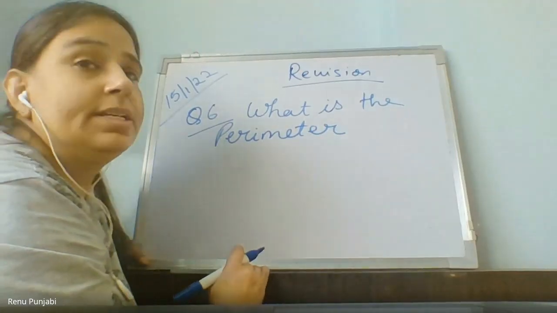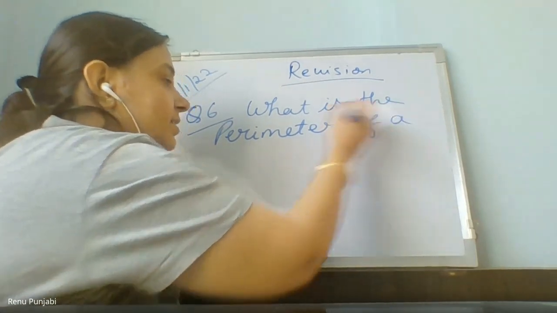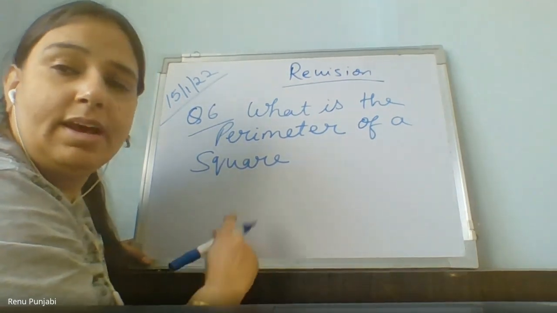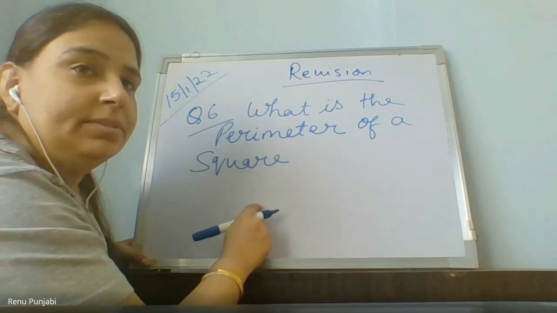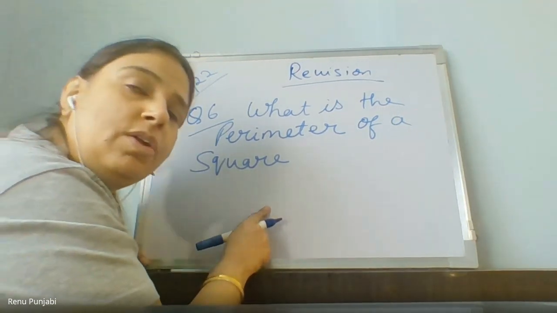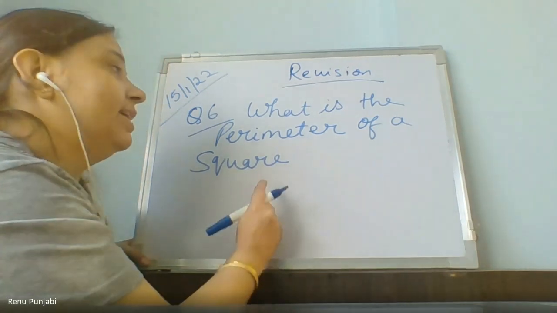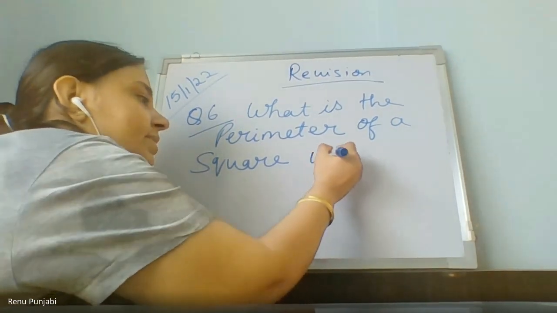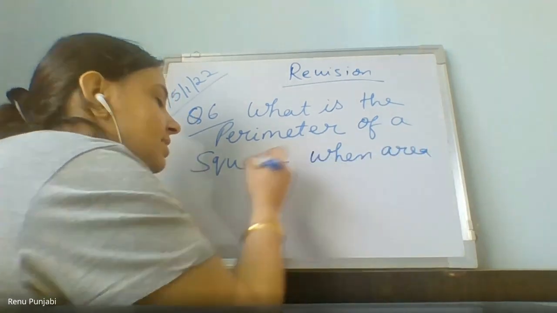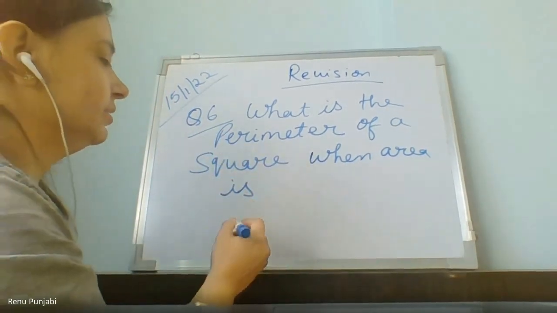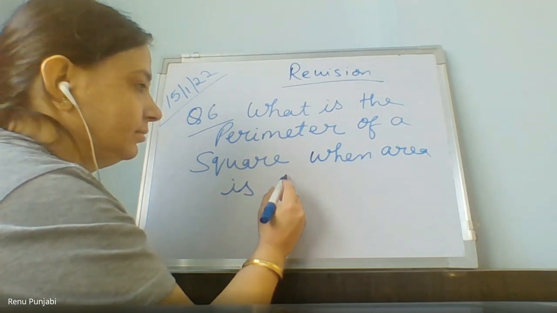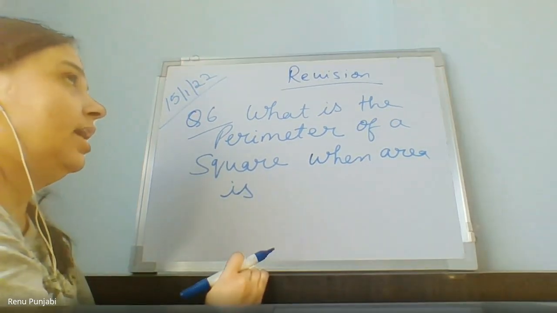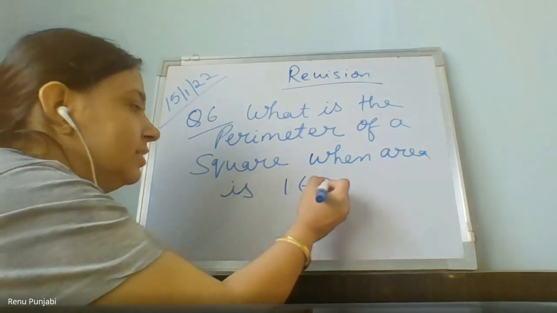Write this question first. What is the perimeter of a square? Please read this question very, very carefully, because when 4C attended the class, I explained them. This is compulsory for everyone to do. All 4C and 4B, everyone has to complete. But please pay attention. This is a very tricky question. What is the perimeter of a square when area is 16 square feet?